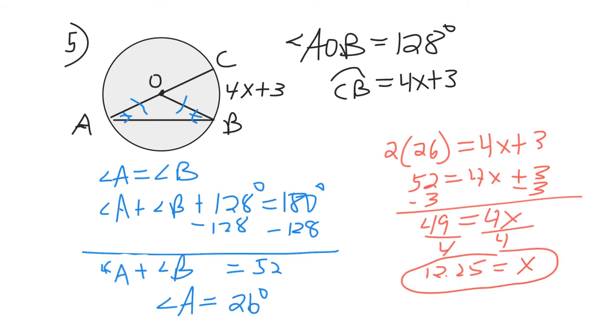But there was an easier way to do this problem. If this angle right here was 128 degrees, this central angle over here, COB, would be supplementary. So I could also have said that COB, which is 52 degrees, supplementary to 128, that central angle equals the intercepted arc. So I would have gotten the same exact equation. So either double the inscribed angle, or just use the central angle, and you would have gotten your answer.